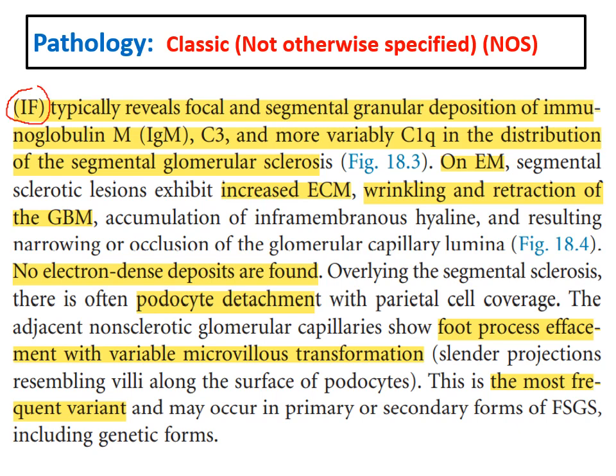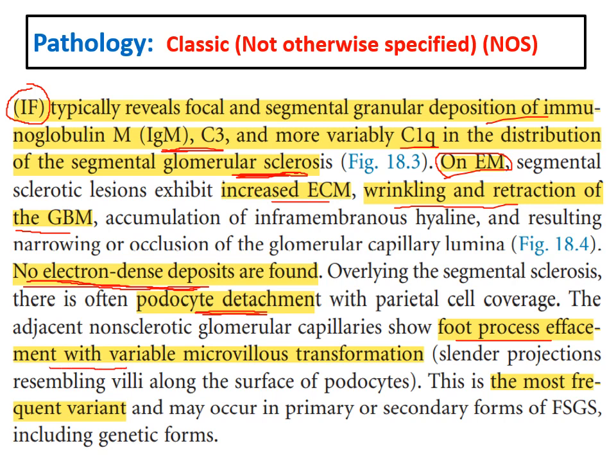What about the immunofluorescence and electron microscopy? In immunofluorescence, there is deposition of IgM and C3 and sometimes C1q. There is deposition in areas of sclerosis, and it is suggested that they are entrapped inside these areas of sclerosis. On electron microscopy, there is increase in extracellular matrix, and there is wrinkling and retraction of the glomerular basement membrane. And what is characteristic is that there are no electron dense deposits. There is also usually podocyte detachment, and there is foot process effacement with variable degrees.